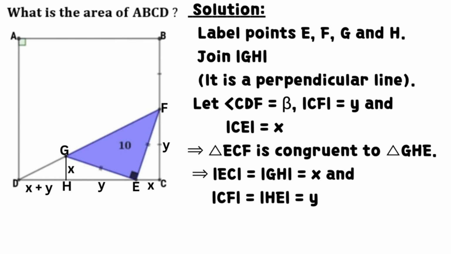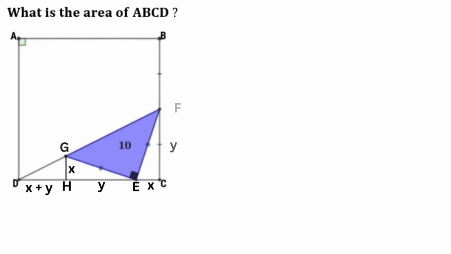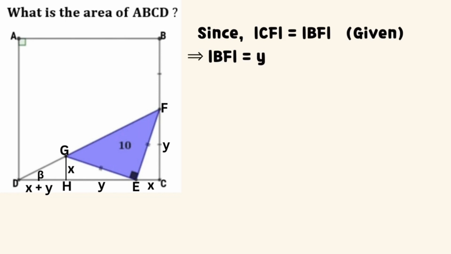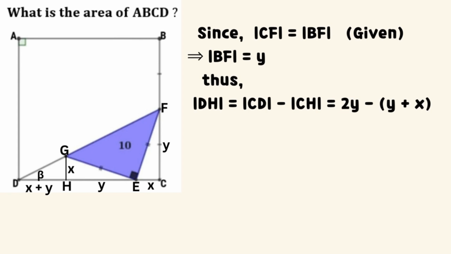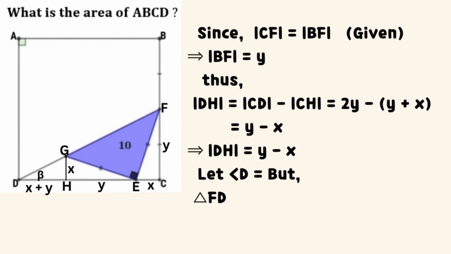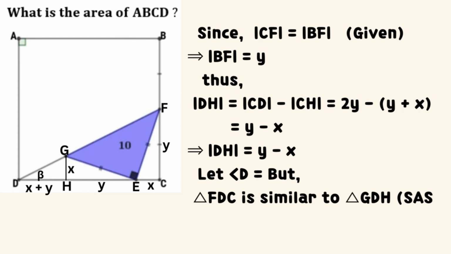It implies that triangle ECF is congruent to triangle GHE. This implies that EC equals GH equals x, and CF equals HE, which equals y. Since CF equals BF, it implies that BF equals y. Thus, DH equals CD minus CH, which equals y minus x.